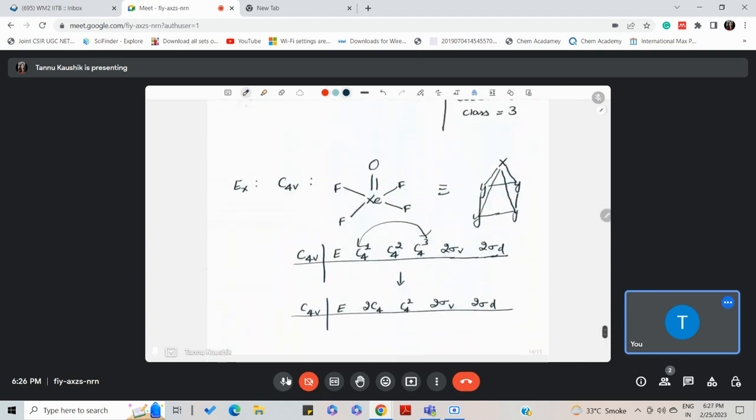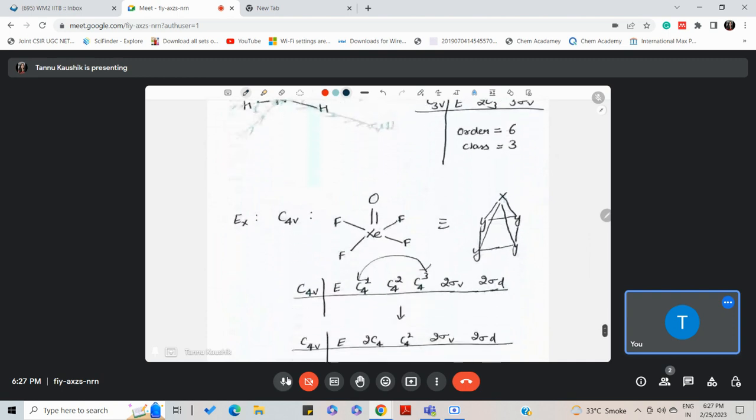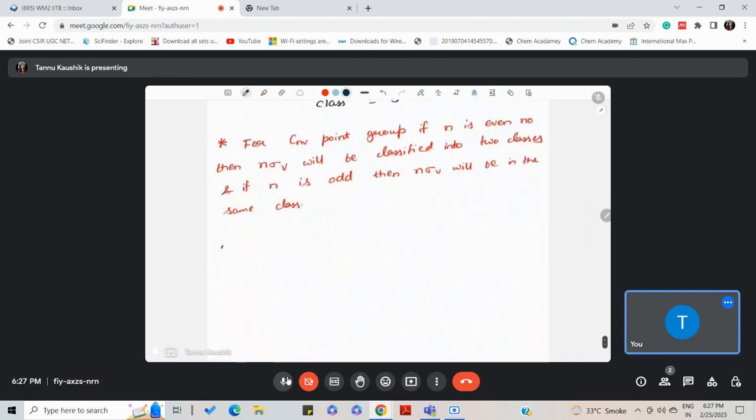So let us move to the next group. Fourth is the CNH point group.